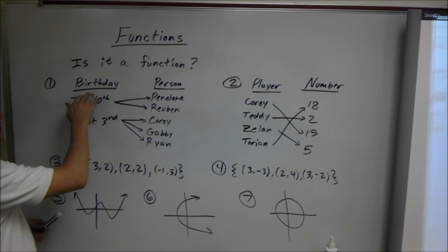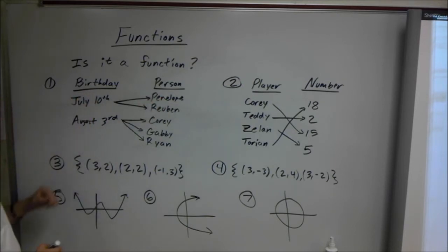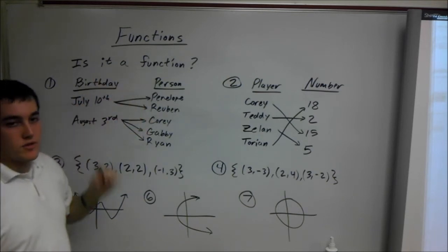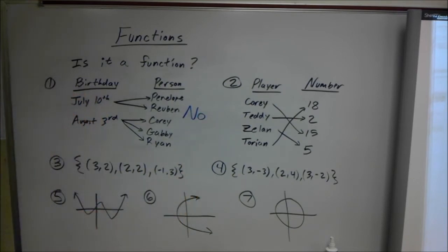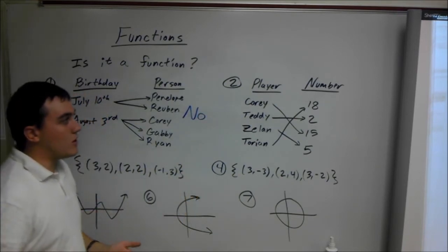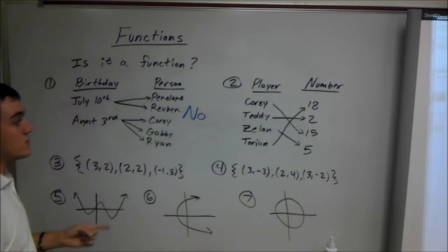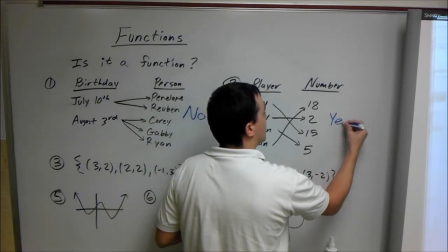So here, say we have our x values are birthday, y values are people. Two people can have the same birthday, so this would not represent a function. So, no, not on this one. Now, if we're thinking about football, players versus numbers, they all have one number. So since every x has one y, that's fine. This is a function, yes.